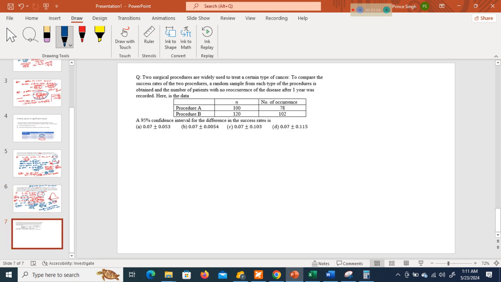Okay, let us consider another one. So basically this is one MCQ type problem based on this topic we have considered. Two surgical procedures are widely used in a treatment. To compare the success rate of the two procedures, a random sample from the two procedures was obtained and the number of patients with no recurrence of the disease after 1 year was recorded. So this is procedure A. On an average, the success rates of the two procedures are given here: 78 and here is 102. So the 95% confidence interval for the difference in the success rate is.